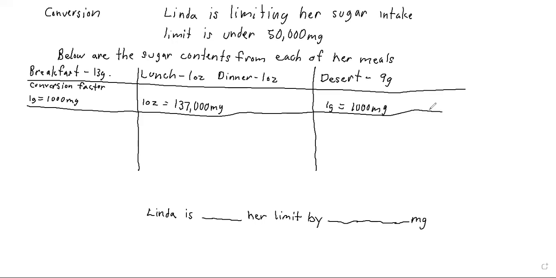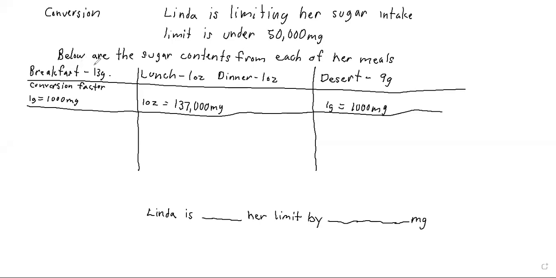Okay. So the question states, this is a conversion question, and it says Linda is limiting her sugar intake, right? The limit is under 50,000 milligrams. So it's under 50,000 milligrams. Okay. So they give us a table, right? A listing actually. It says below are the sugar contents from each of her meals.